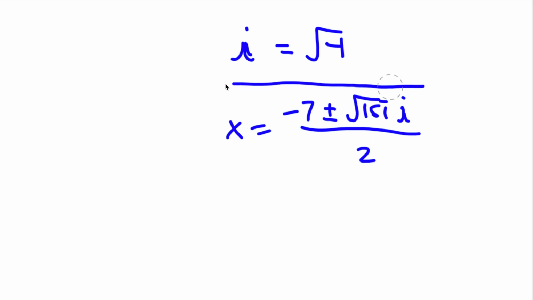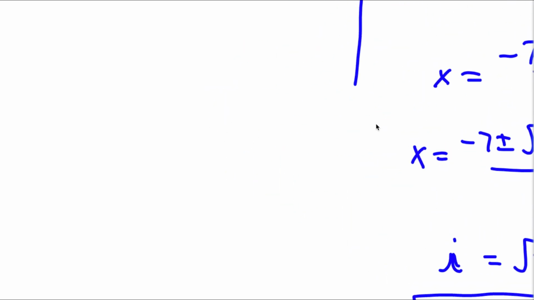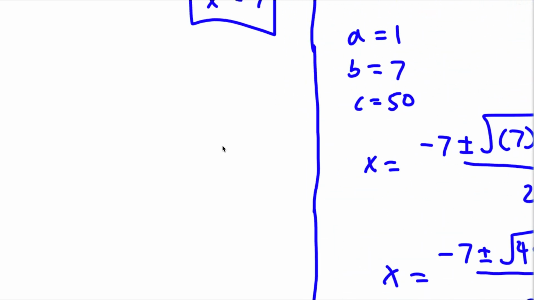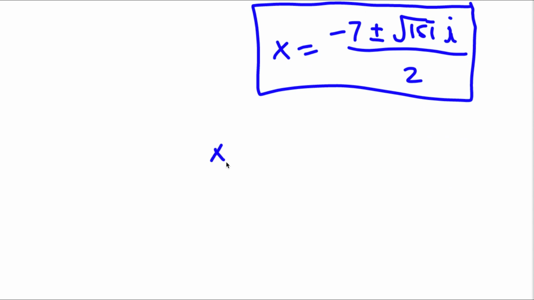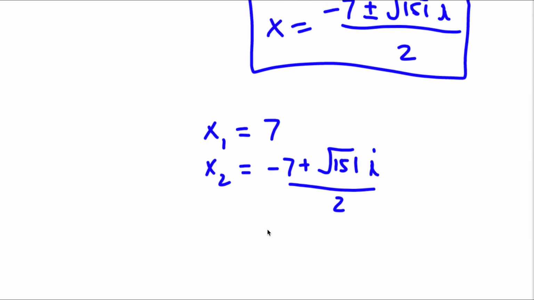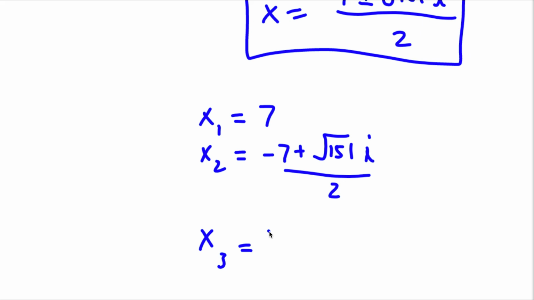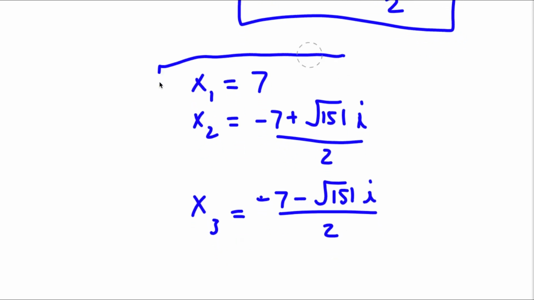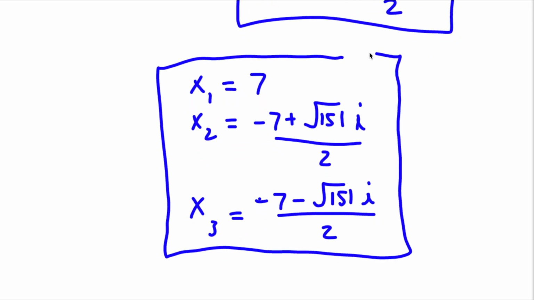So this is going to be two solutions. So my three solutions to this problem are, first off, x equals 7, x is equal to negative 7 plus the square root of 151 i over 2, and finally x is equal to negative 7 minus the square root of 151 i over 2. So these are my three solutions to this equation.